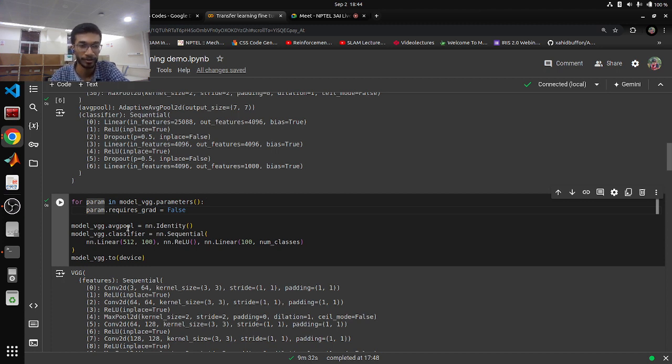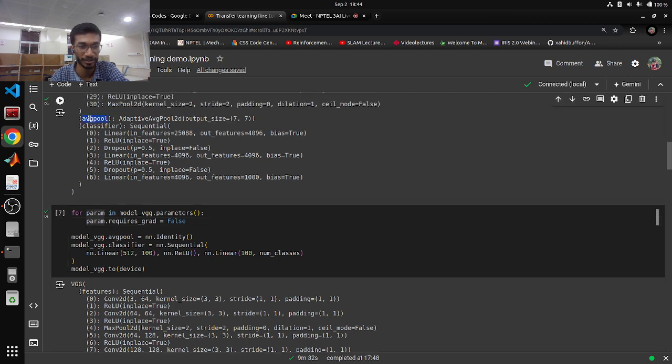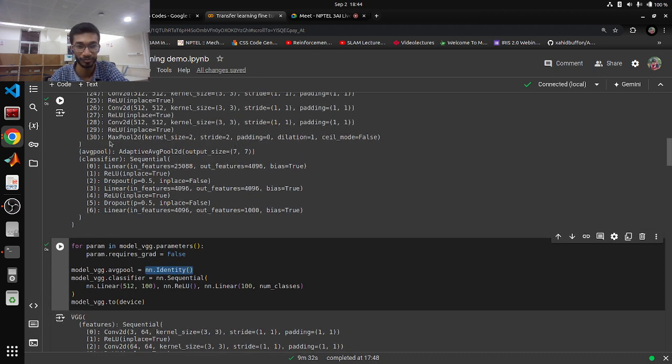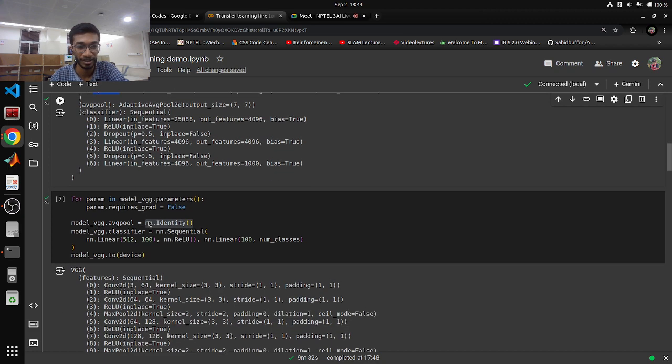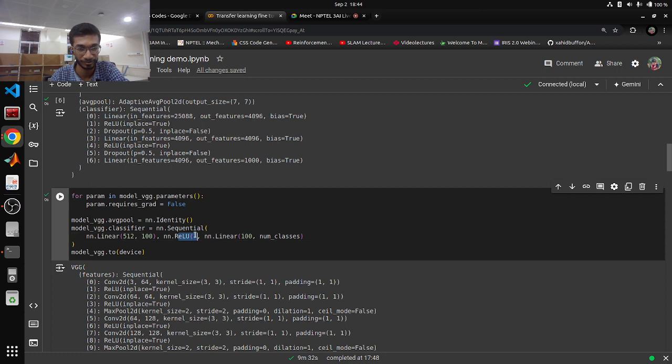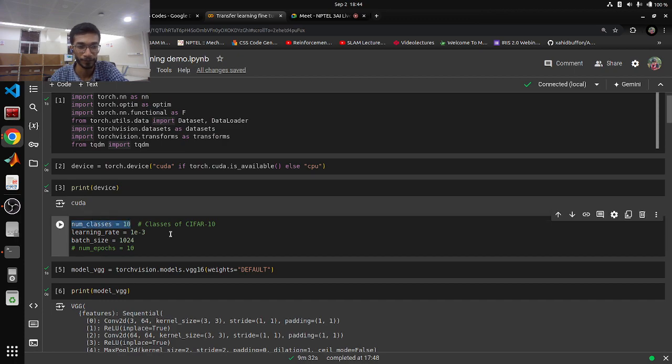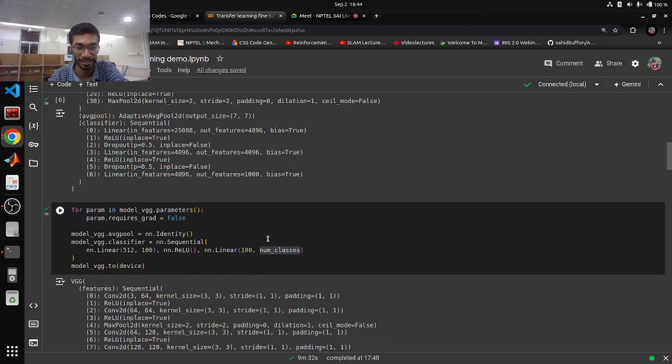And instead of this average pool layer, you are putting an identity. So whatever size you get from the previous layer, after that you just put an identity, and then you put a linear layer, non-linear activation, and another linear layer, down to your classes. In this case our number of classes is just 10, right? Because our new dataset has only 10 classes, and you are replacing this classifier part of the network completely. I hope this part is making sense. So you have replaced the average pool and classifier part of this network.